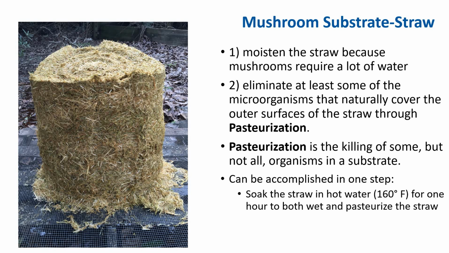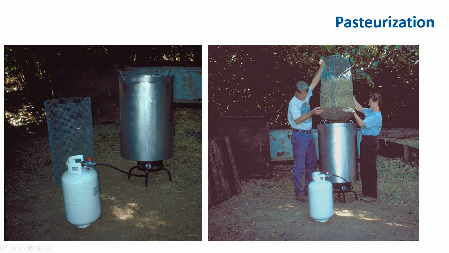So we will soak the straw in hot water, 160 Fahrenheit, for 1 hour to both wet and pasteurize the straw. Pasteurization is the killing of some but not all organisms in the substrate. This is straw that's wet. Once it's wet, you can smell the fermentation that's occurring, the other microorganisms eating away the straw. So you really want to pasteurize this quickly once you wet it.